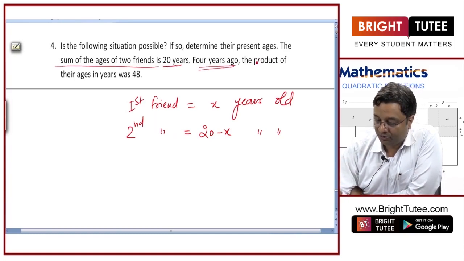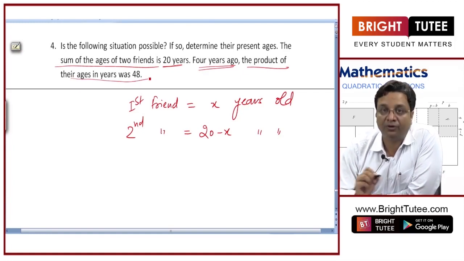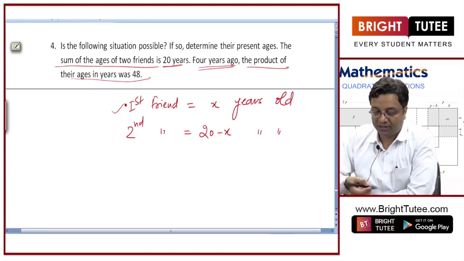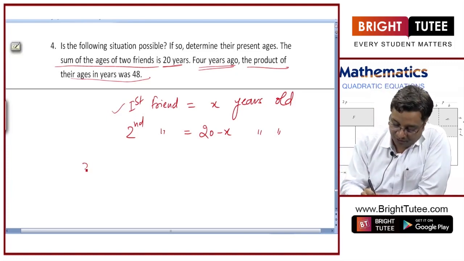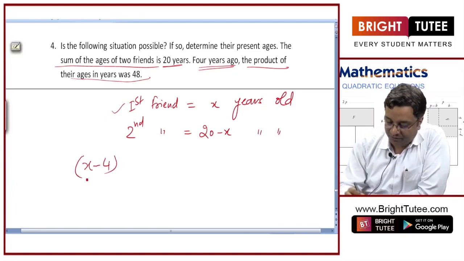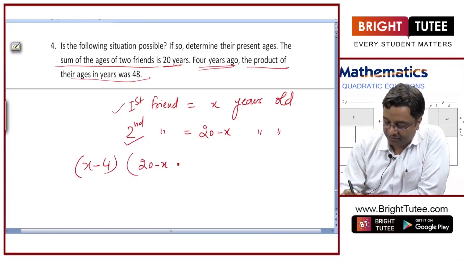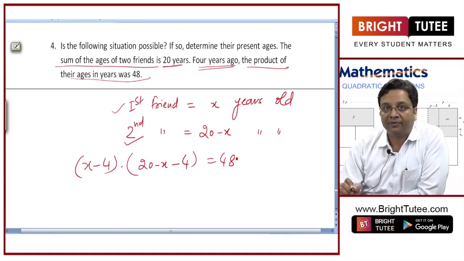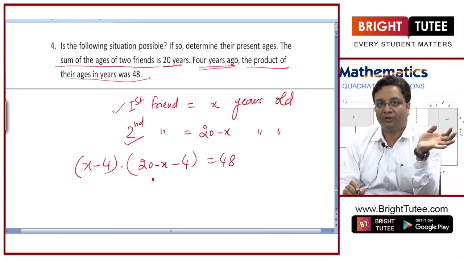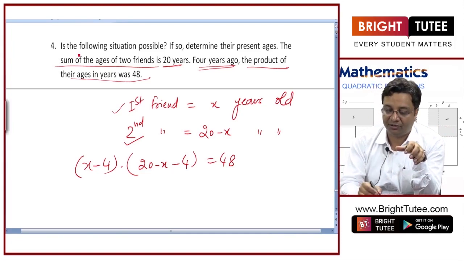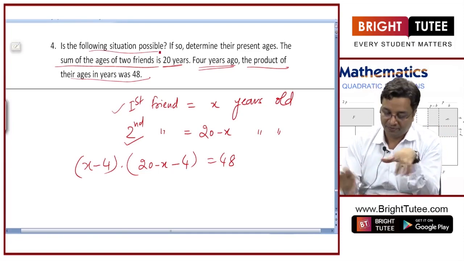Okay, 4 years ago the product of their ages was 48. So what was the first friend's age 4 years ago? It was x minus 4. And what was the second friend's age 4 years ago? It was 20 minus x minus 4, and their product is equal to 48. Right, let's make this equation and see if there are real solutions possible. Only in case of a real solution can we say that such a situation is possible, otherwise not.